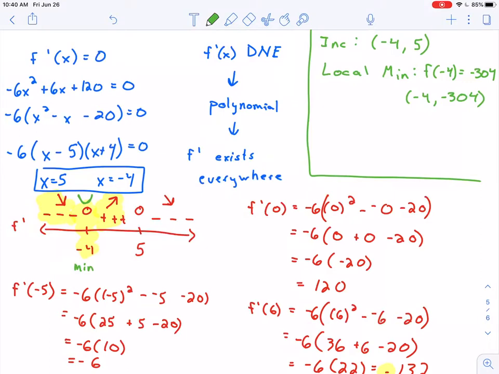I also want to look at, well, what's the behavior at x equals 5? What's going on there? So on the left-hand side of x equals 5, my derivative is positive, so my function is increasing. And on the right-hand side, my function is decreasing. I have a negative derivative, so I'm changing from increasing to decreasing right here. This point to me looks like a local maximum. So this is going to be a local extreme value.